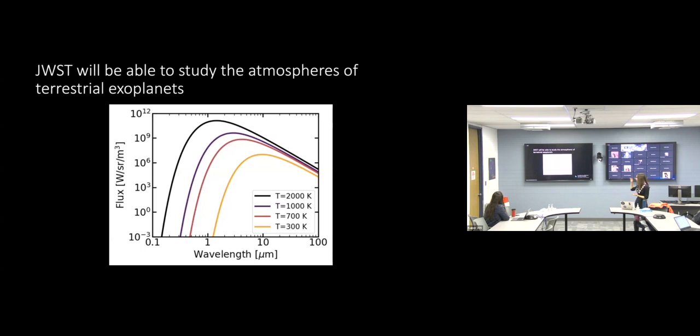So here I plotted black body curves for bodies at a bunch of different temperatures ranging from 300 to 2000 Kelvin. And if we look at the wavelengths that HST observed, they're pretty short wavelengths in the optical to near infrared, which covers the black body peak for temperatures around 1000 to 2000 Kelvin. So Hubble was pretty good at studying these hot Jupiters, which have temperatures around 1000 to 2000 Kelvin, but it really wasn't suited to studying, in particular, habitable terrestrial planets, which are at these much colder temperatures.